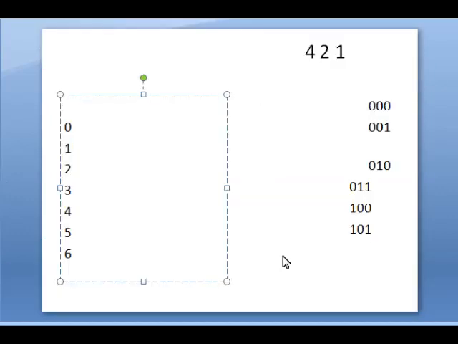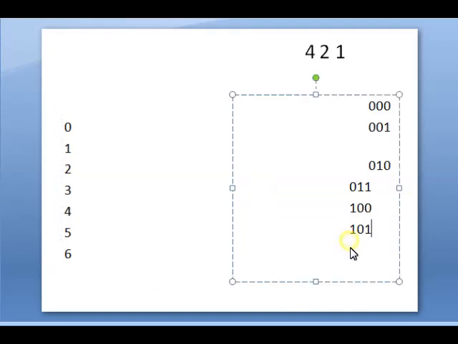Sorry students, for 6 how will you write? That is 4 plus 2 is 6. So what you have to do is in the 4th place we have to write 1, and in the 2 place also we have to write 1, and in the 1 place we have to write 0.